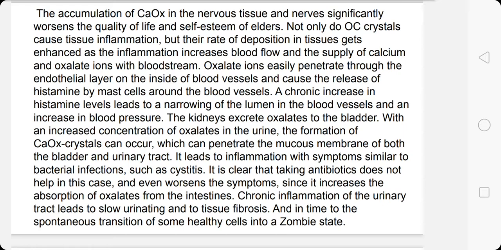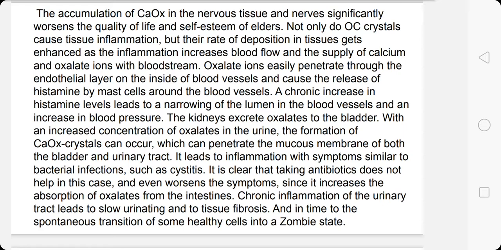The accumulation of calcium oxalate in the nervous tissue and nerves significantly worsens the quality of life and self-esteem of elders. Not only can oxalate crystals cause tissue inflammation, but the rate of deposition in tissue is enhanced as the inflammation increases blood flow and the supply of calcium, together with oxalate ions, with the bloodstream. So it is just a self-supported reaction, and if it starts, then the accumulation of these oxalate crystals goes very quickly.